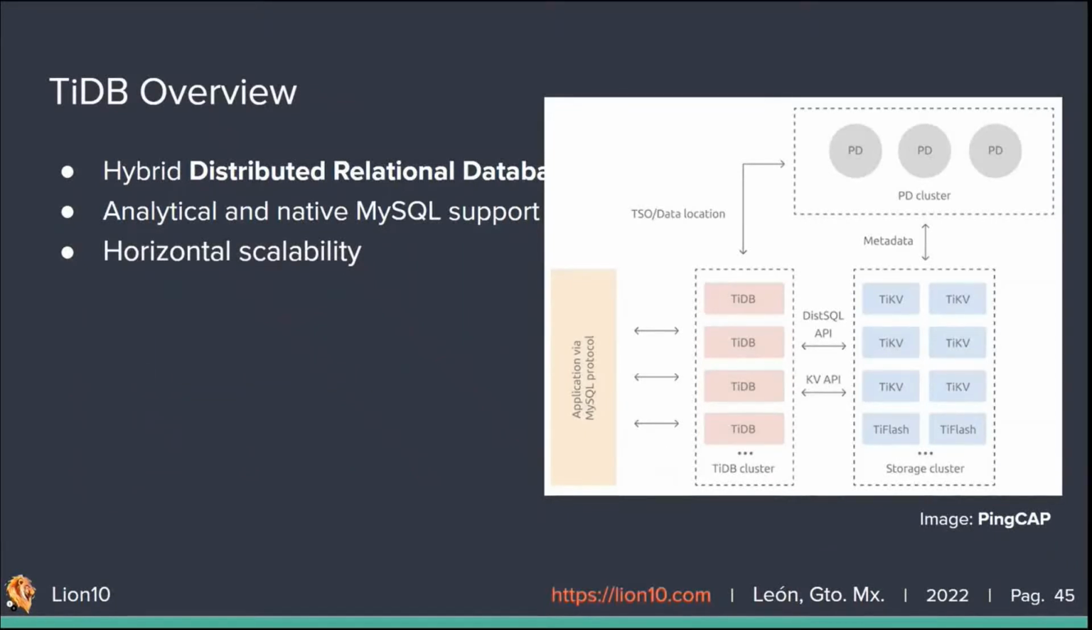TiDB is an open source distributed NewSQL database that supports hybrid transactional and analytical processing, also known as HTAP workloads, which means hybrid transactional analytical processes. It is MySQL compatible and has features such as horizontal scalability, strong consistency, and high availability. TiDB can be deployed on-prem or in cloud.